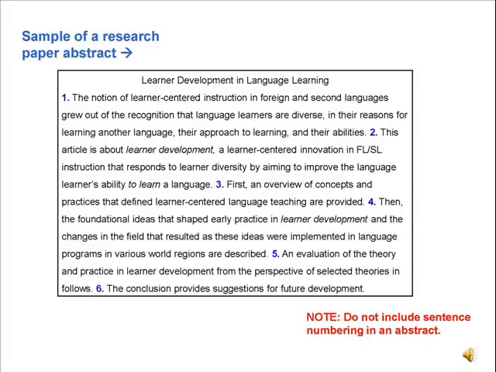Just a quick reminder of what a paper abstract looks like. Remember, you need to write one and put it on the second page of the paper. First page being the cover page, second page being the abstract, and then the paper itself starts on the third page with the introduction and then the body and then the conclusion.